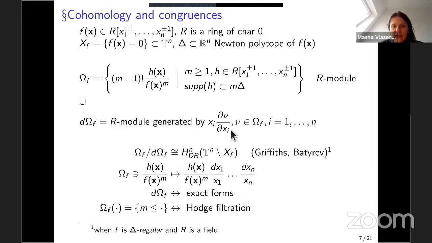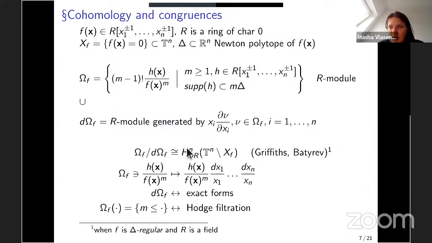Let me remark that the quotient of the module of rational functions by the module of derivatives is isomorphic to the middle de Rham cohomology of the complement of the hypersurface of zeros. This was proved by Griffiths and Batyrev. And this is true under certain conditions, namely when f is delta regular and R is a field. And delta regularity means smoothness of the hypersurface X_f. But moreover, there is a way to compactify it in the projective variety attached to the Newton polytope, and all components of this compactification are required to be smooth. So this is a strong condition.